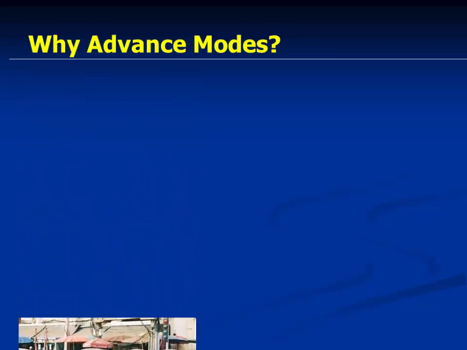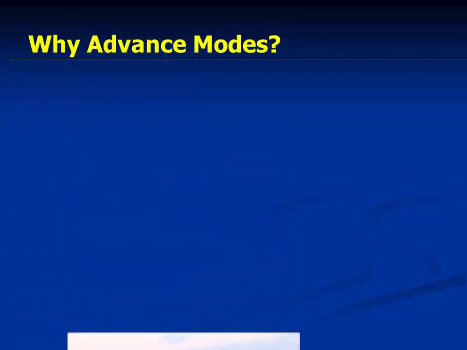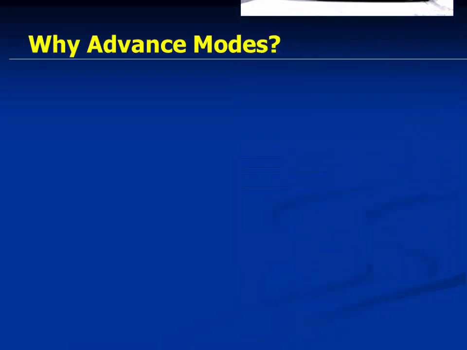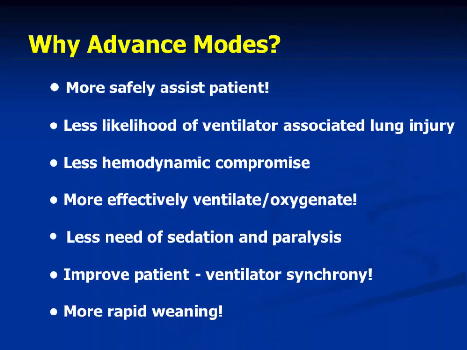So why go to advanced modes? Ventilation is a journey. You can complete the journey by any of the means. But again, this journey can be achieved more safely to assist the patient: less likelihood of ventilator associated lung injury, less hemodynamic compromise, more effectively ventilate and oxygenate the patient, less need of sedation and paralysis, improved patient ventilator synchrony, and to achieve more rapid weaning. So that is why this is the ideal thing. That is why we are adding new and new modes nowadays.